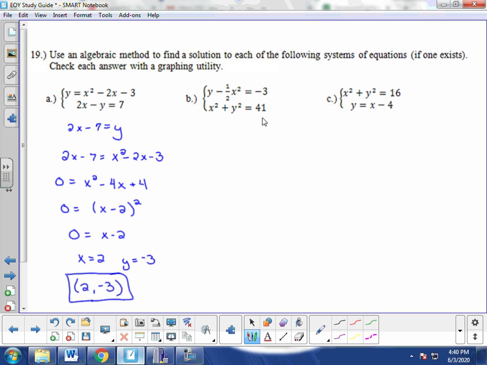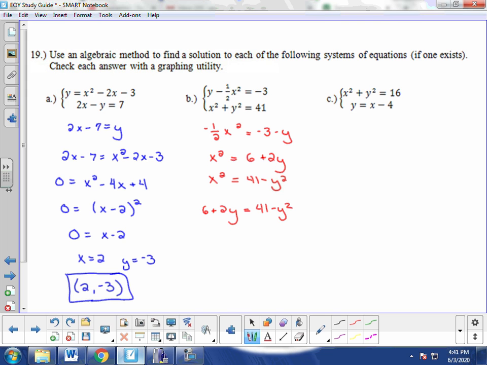For the first equation, I'm going to rewrite it first by subtracting y from both sides and then multiplying by negative 2. So x squared equals a positive 6 plus 2y. With the other equation, it's easy just to subtract y squared. So x squared equals 41 minus y squared. Now I can set these two things equal to one another. So 6 plus 2y equals 41 minus y squared.